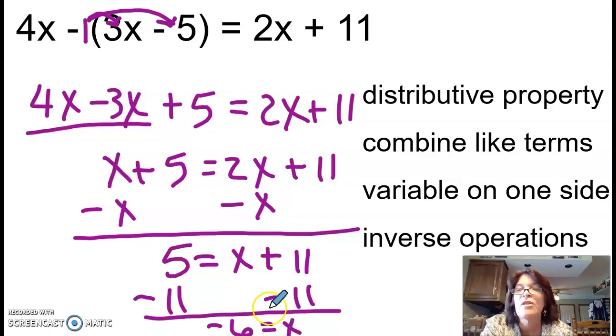Okay, and then you can always check it. Let's see here. It's a little bit harder to check, and sometimes, quite honestly, I don't. But if I'm handing in a test or quiz, I do.